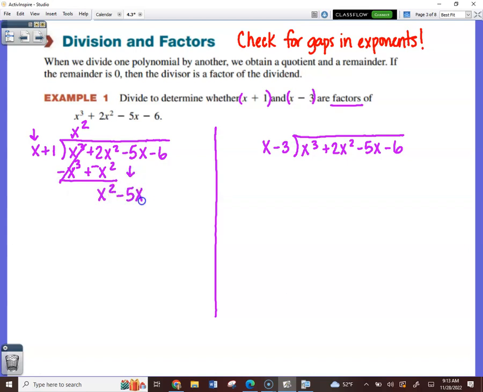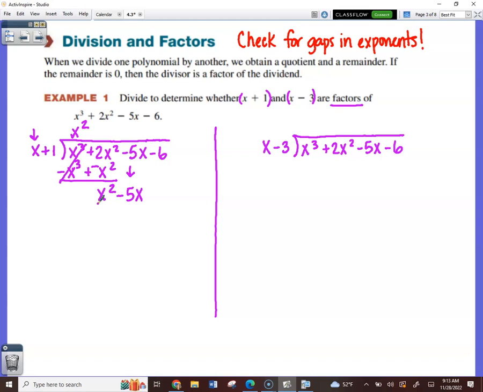You've got to have 2 terms. We're going to do 2x squared minus 1x squared, right? Yeah, it's just the coefficients. Bring this down. Now you repeat.